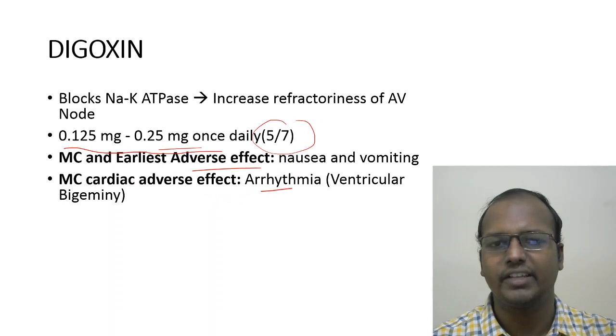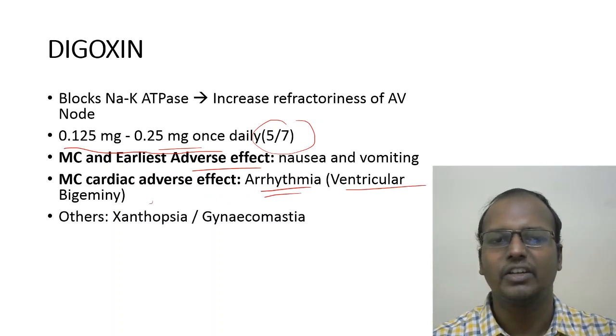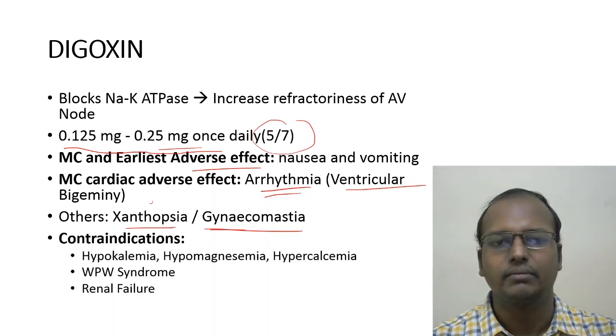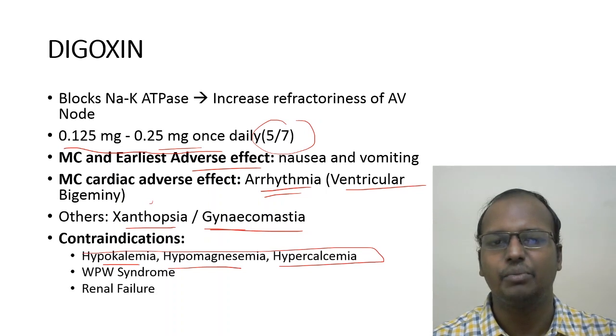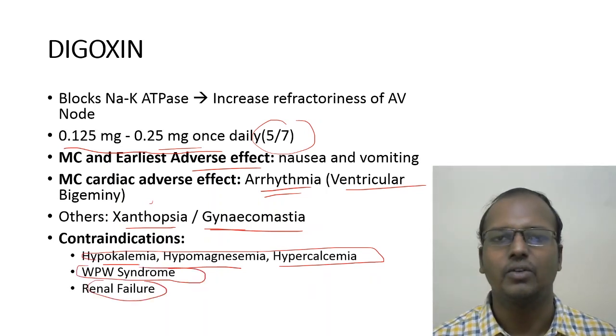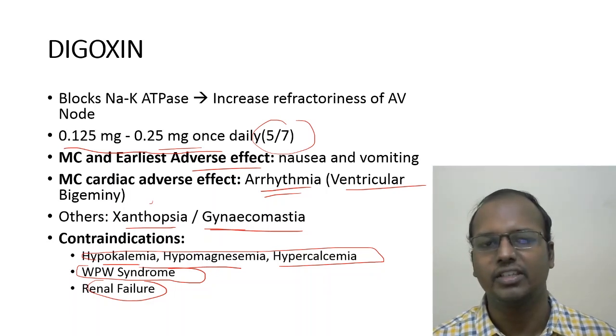And the most common cardiac adverse effect is arrhythmia, that is ventricular bigeminy, that is most common. Other adverse effects include xanthopsia, that is yellow vision, or gynecomastia. And what are the contraindications? Electrolyte abnormalities, especially hypokalemia, hypomagnesemia, and hypercalcemia. Very, very important. WPW syndrome and renal failure, because it is renally excreted. So these are the contraindications for digoxin.